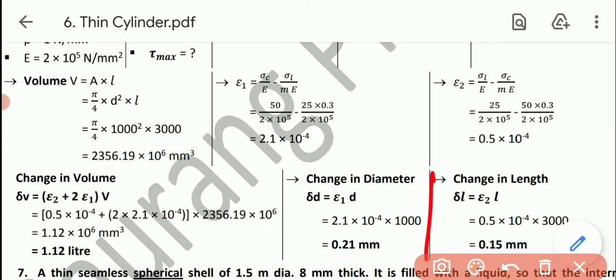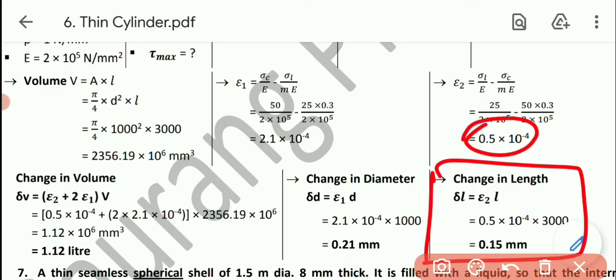Okay, and last one, change in length, that is epsilon 2 into L. Epsilon 2 is 0.5 into 10 raised to minus 4, and L is given to us in the data, 3 meter, or we can say 1000 mm. So ultimately we will get the value of delta L, that is 0.15 mm.